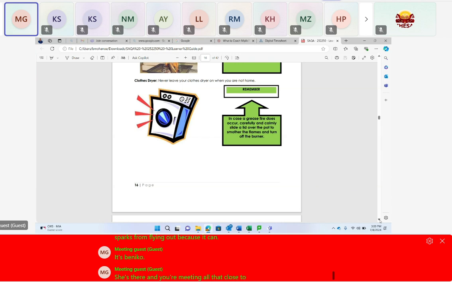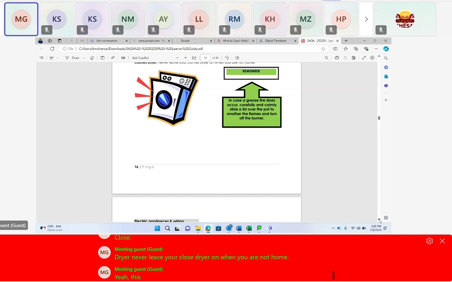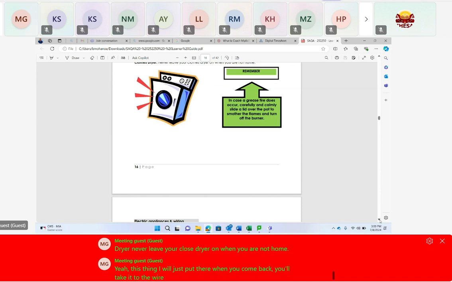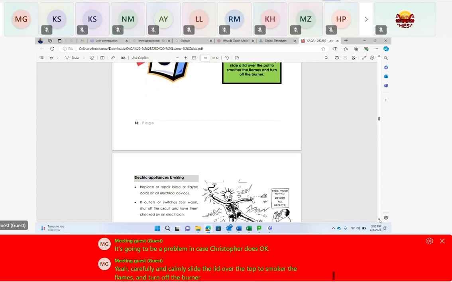Clothes dryer. Never leave your clothes dryer on when you are not home. When you come back, it's going to be a problem. In case a fire does occur, carefully and calmly slide the lid over the top to smother the flames and turn off the burner.